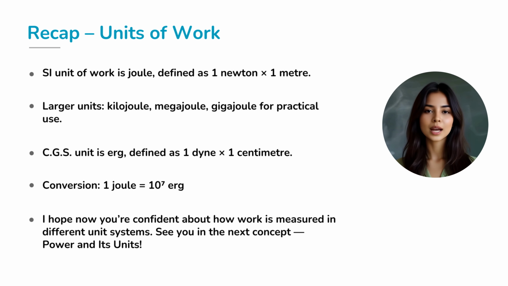Let's quickly recap what we've learned about the units of work. The SI unit of work is the joule, written as capital J. 1 joule is the work done when a force of 1 Newton moves a body by 1 meter in the direction of force. For larger quantities, we use kilojoule, megajoule, and gigajoule. In the C.G.S. system, the unit is erg, where 1 erg equals 1 dyne into 1 centimeter. Conversion formula: 1 joule equals 10 to the power 7 erg.